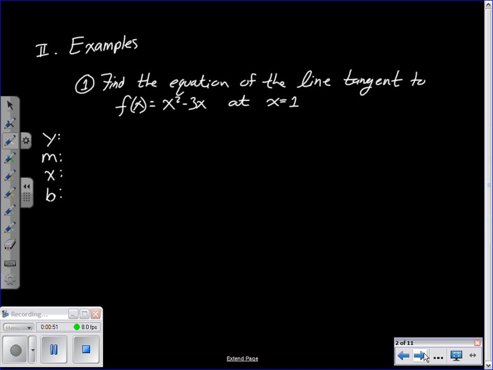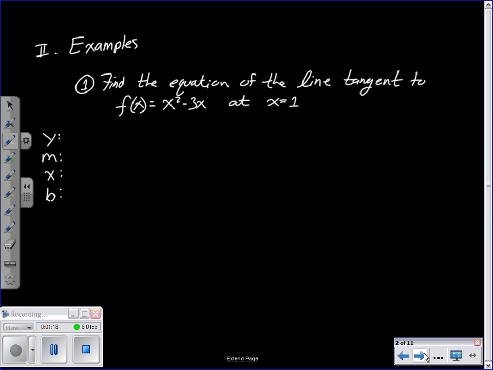Let's first look at an example of finding the equation of the line tangent to f of x equals x squared minus 3x at the specific value x equals 1. And in this case, we'll use the slope-intercept form. So we're going to use y equals mx plus b. You'll see here on the left, I have y, m, x, and b listed. And these are the things that we need to find in order to construct our tangent line.